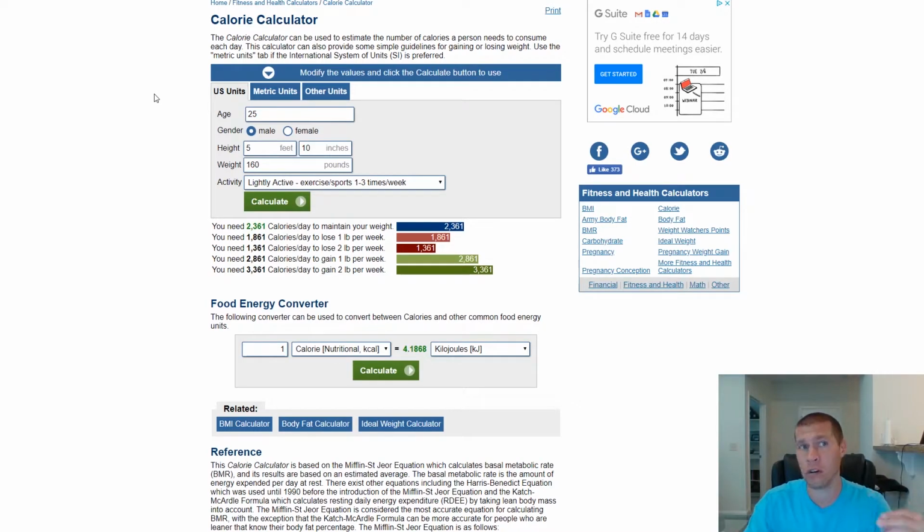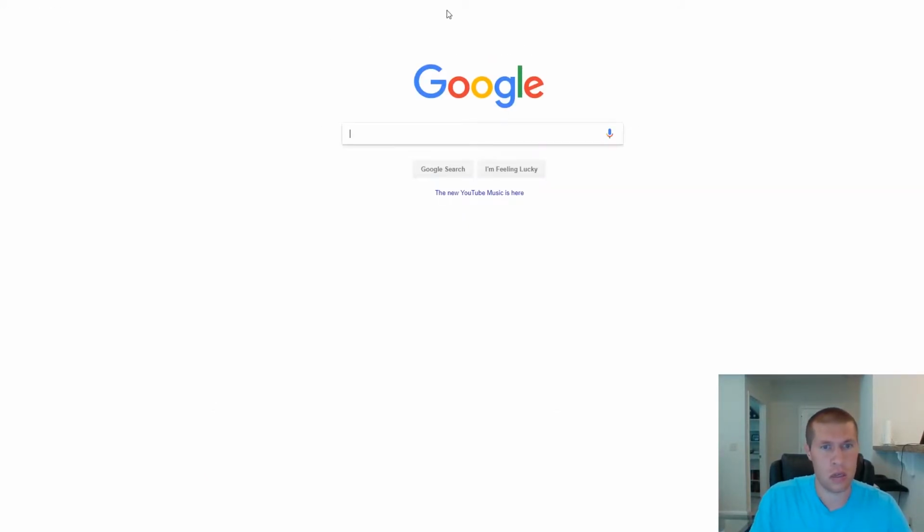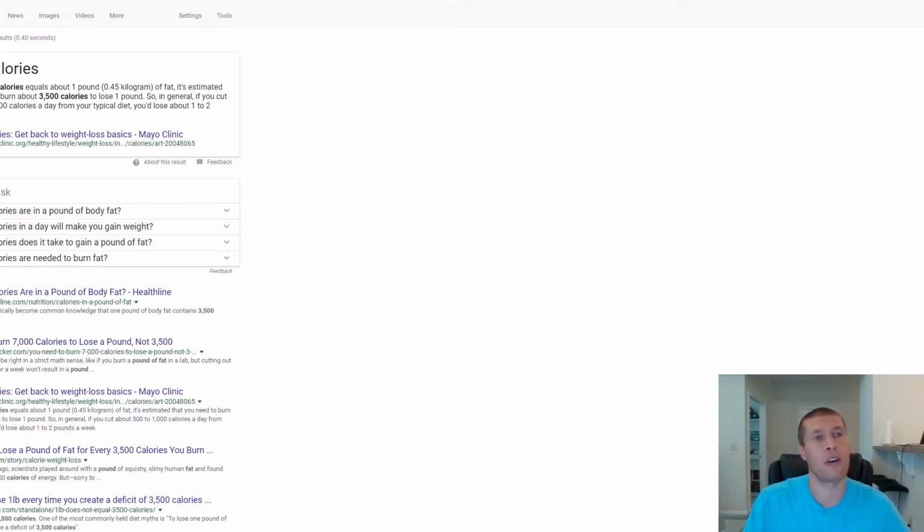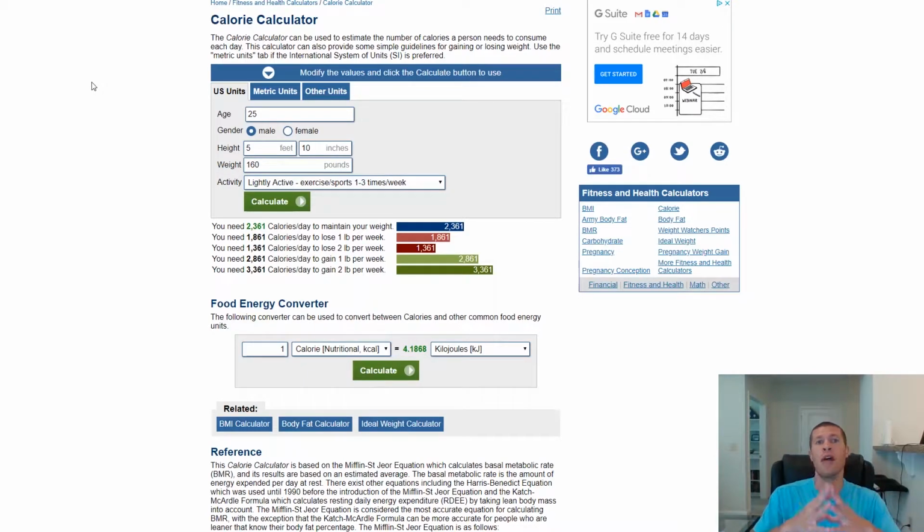Now, there's 2,500 calories in a pound of fat. It might be 3,500. I forget the exact. It's irrelevant. Let's actually Google that really fast. Calories in a pound of fat: 3,500. But regardless of that fact, it doesn't really matter. The only thing that you need to know is that you need to take in less calories than you're spending throughout the day. So that begs the next question: how do you find out how many calories you should take in throughout the day?